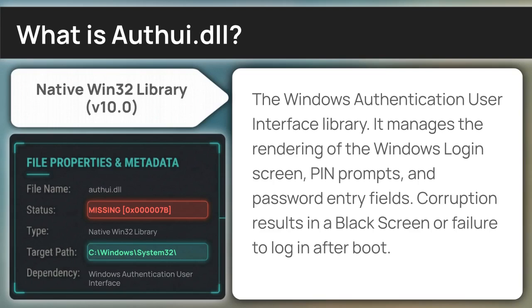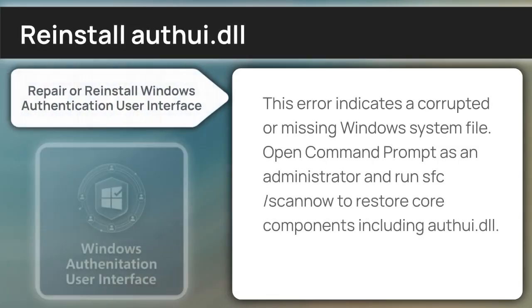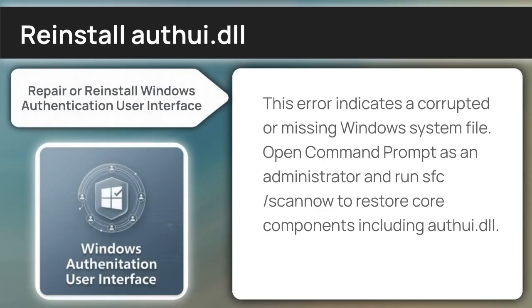Knowing the file's purpose is helpful, but now we need to physically restore it. This error indicates a corrupted or missing Windows system file. Open Command Prompt as an administrator and run sfc /scannow to restore core components including Authui Library DLL.